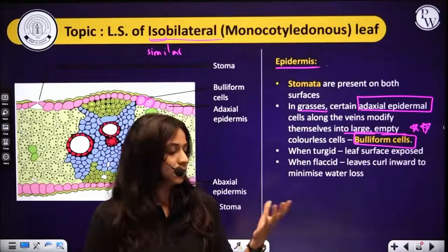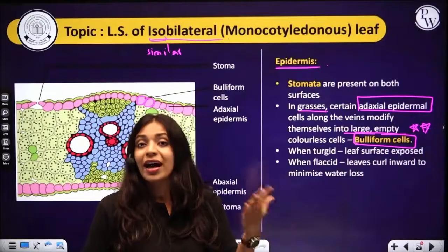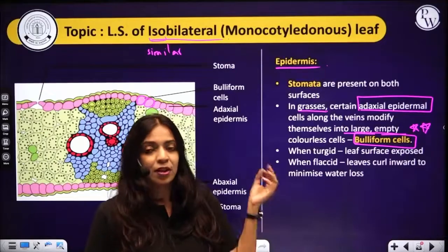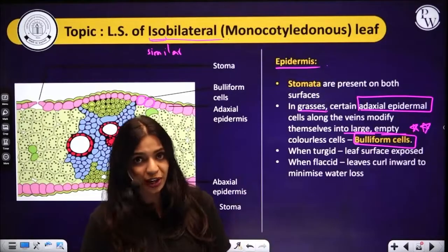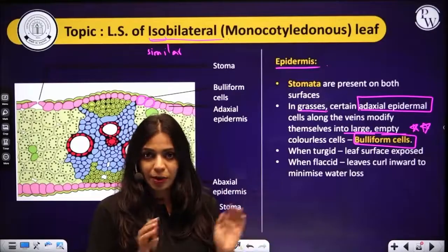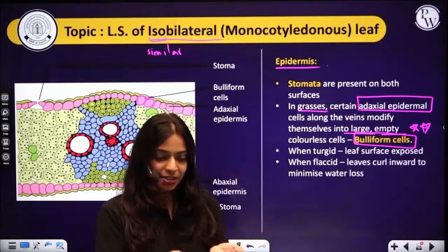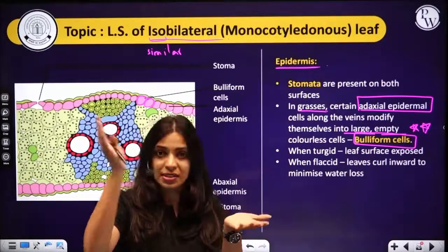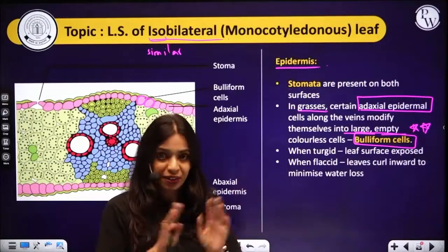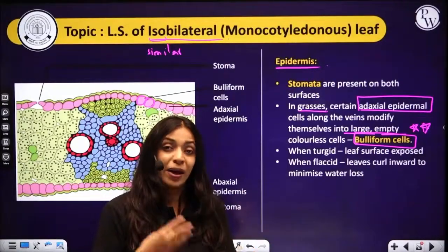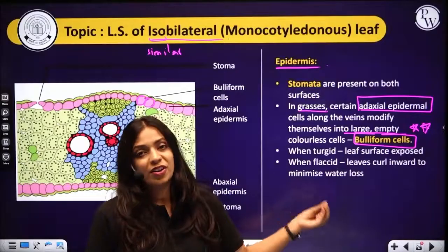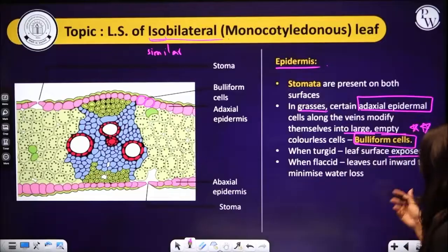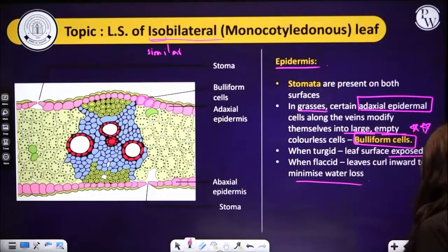In such cases, the plant has to stop water loss from it so that it doesn't dry to death. So what it does in such cases, in order to reduce transpiration, is lose water and become flaccid. Once these bulliform cells become flaccid, the leaves will roll inward. As the leaves roll inward, the exposed area to the sun or to the outer atmosphere will reduce. Therefore, water loss by transpiration can be reduced. So when it is turgid, leaf surface will be exposed. When it's flaccid, leaves curl inward in order to minimize water loss.